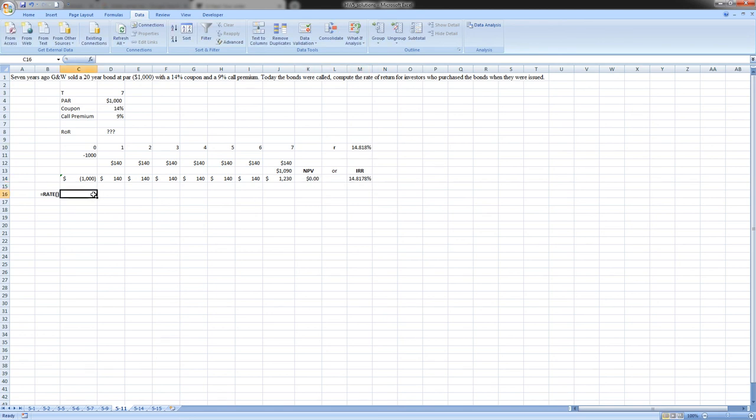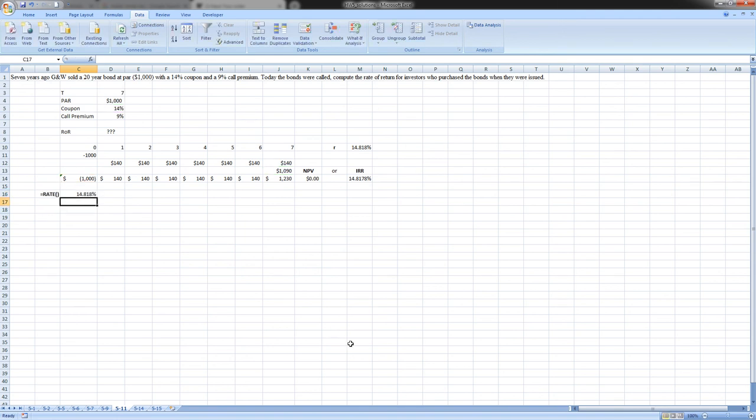Lastly, we can use the RATE function. So equal sign and type in RATE to pull up the rate function. Number of periods is year 7. The payment we know is the 140. The present value is the cash outflow of 1,000. The future value is the 1,090. That's that final return of principal plus the premium. The type, it's payments received at the end, and we're not going to guess.